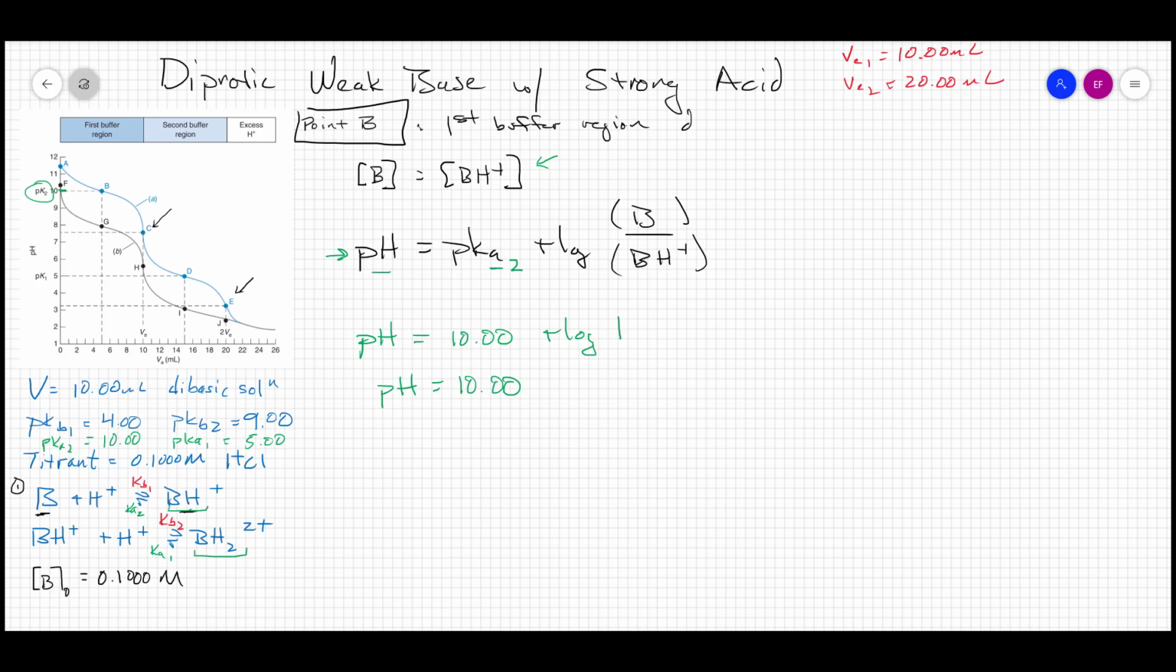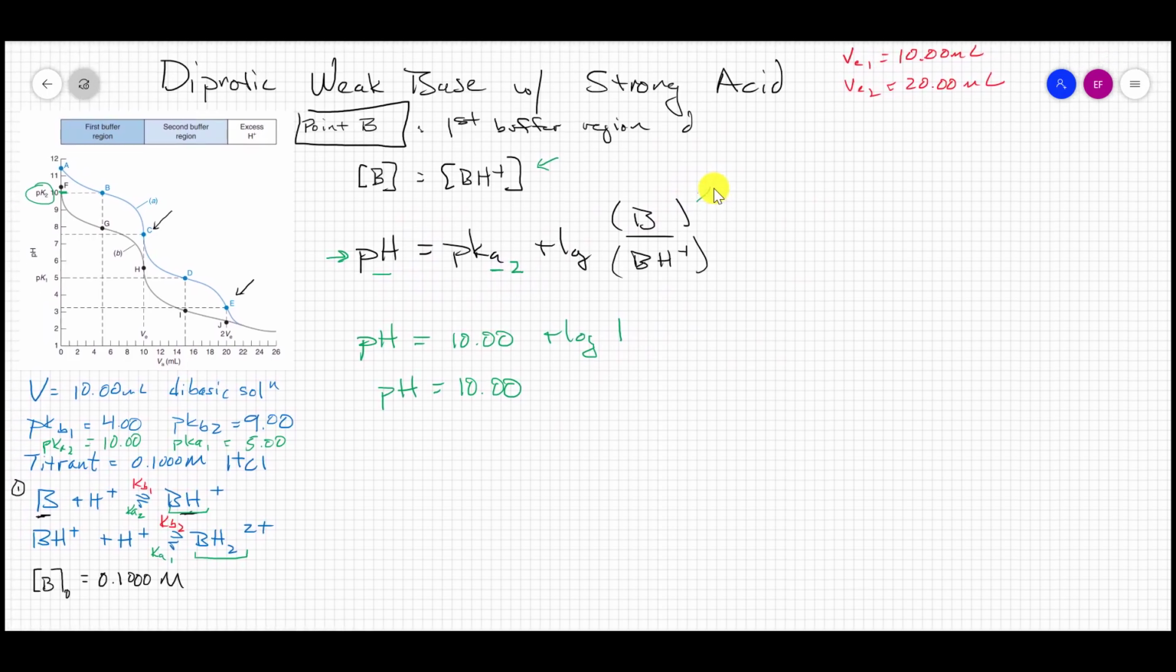So just as an aside, at this point, you would use this setup. You would use the Henderson-Hasselbalch with pKa2 and these two species, B and BH+, at any volume of acid added that's greater than 0 and less than 10. So this entire first buffer region, we call it, would require this expression. And the only thing that would change about this, here we knew that these two were equal to each other, so this collapsed the equation.